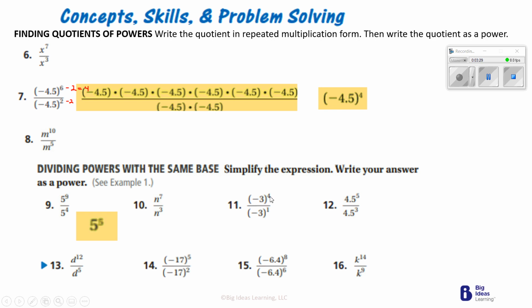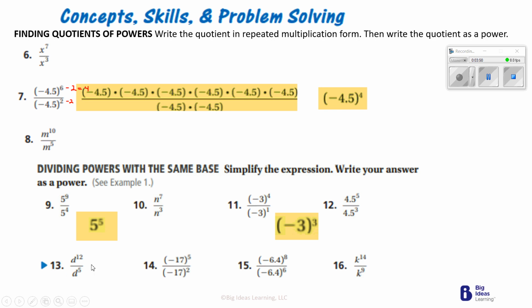Number 11 has a 4 on the top, 1 on the bottom with the same base. So I could say 4 minus 1 is 3. This would be negative 3 to the third power. And remember to put that parentheses around the negative and the 3 because the negative also is getting multiplied 3 times. Number 12 is for you to do.